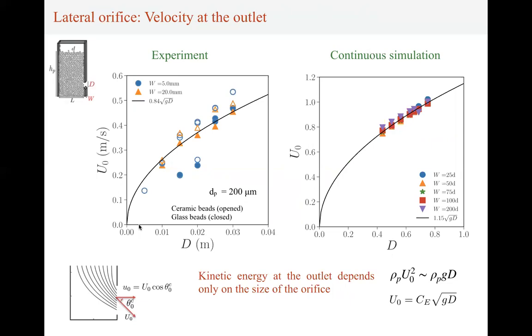So the velocity really scales with D. There is a kinetic energy which is transformed. The kinetic energy at the outlet depends only on the size of the orifice. So it is an equilibrium between kinetic energy and gravity, potential energy, which always gives the same scaling: the velocity scales with the square root of gD.